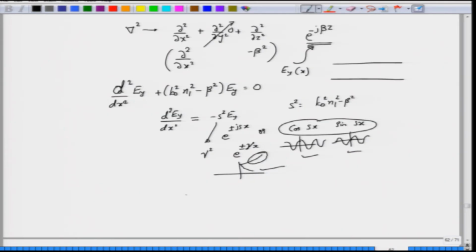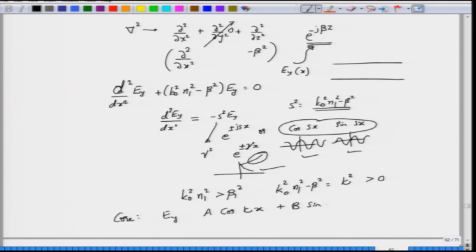That actually means that k0 square n1 square must be greater than beta square. Instead of calling this s square as k0 square n1 square minus beta square, we will go with the more conventional notation used in optics. We will call this kappa f square, or simply kappa square, and we demand that this kappa square be a positive quantity, which means that the solution for Ey in the core will be of the form A cosine kappa x plus B sin kappa x.